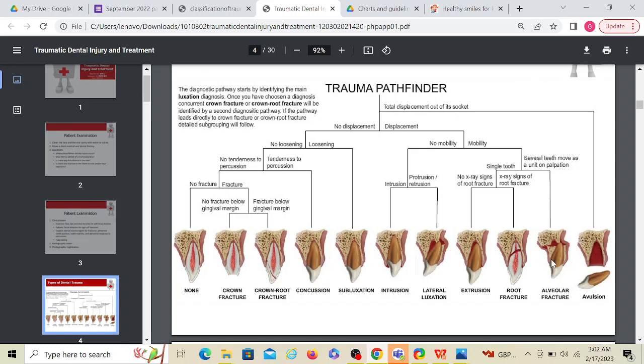Alveolar fracture: you have to splint the entire segment and refer to the oral maxillofacial surgeon. Avulsion. Now, I have seen some people trying to reimplant the avulsed primary tooth. I will advise against it because you may accidentally damage the new tooth. So, it's alright not to reimplant the avulsed primary tooth. Understood?